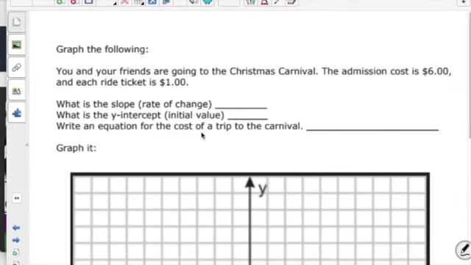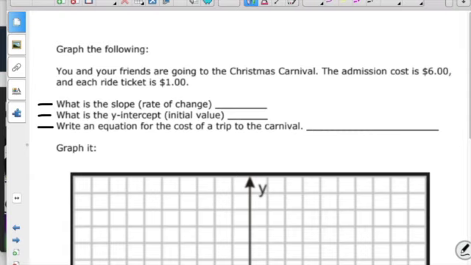All right, our last problem is we're going to graph the following. It says you and your friends are going to the Christmas carnival. The admission cost is $6, and each ride ticket is $1. So we are going to figure out the slope, also called the rate of change. We need to know what the y-intercept is, also the initial value, and then we're going to write the equation, and then we're going to graph it.